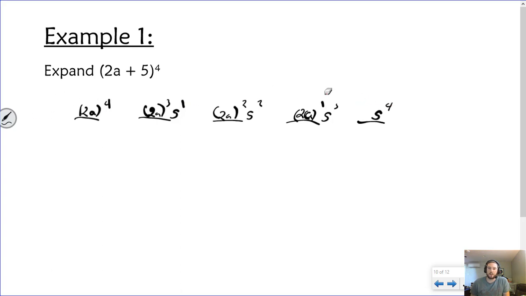And then we need to find the coefficients. So again, what we say is the first term is going to be 4c0, 4c1, 4c2, 4c3, and finally 4c4. So now let's expand and simplify. So 4c0 is 1, 2 to the 4 is 16, and a to the 4. So this thing is going to be 1 times 16, so 16a to the 4.